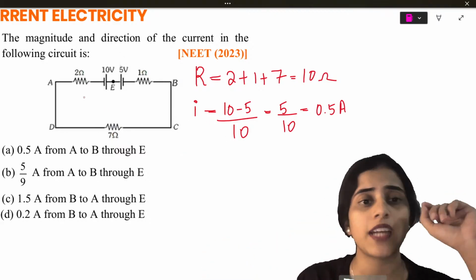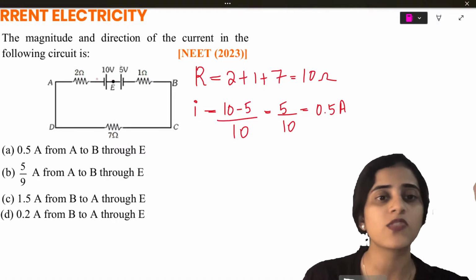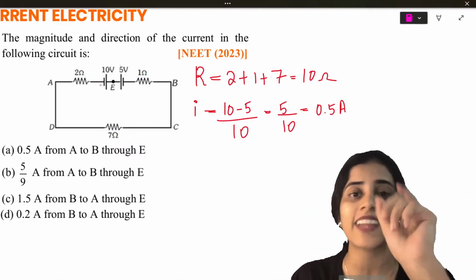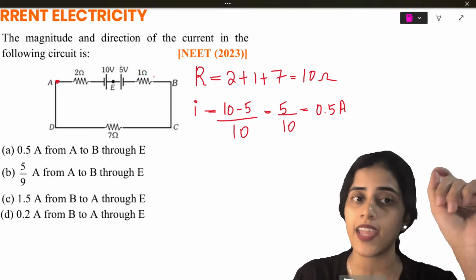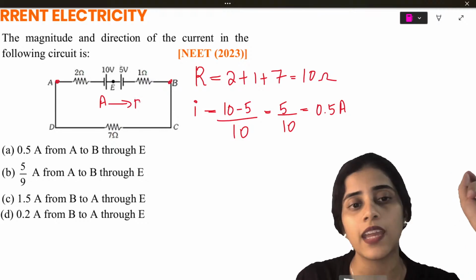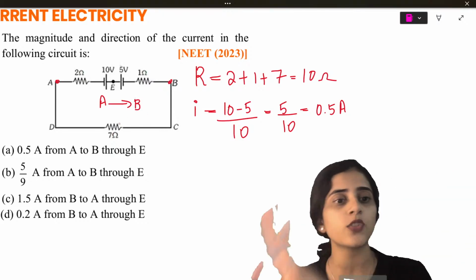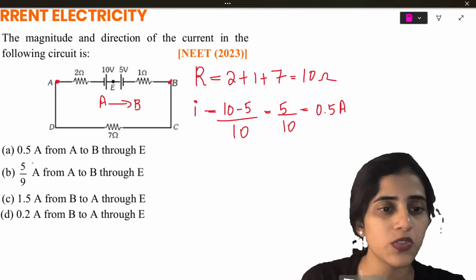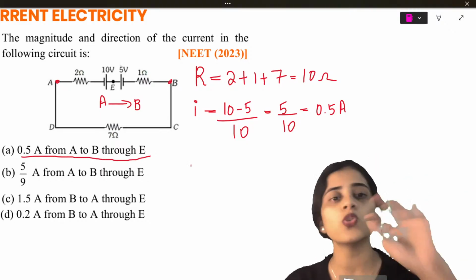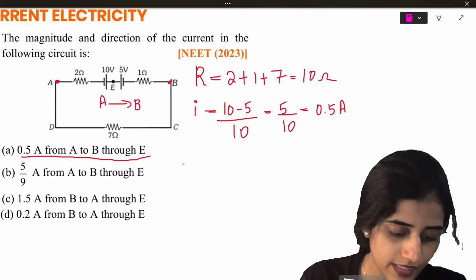Now, how will you know the direction? Current always flows from higher potential to lower potential. So higher potential is at 10 volts. 10 volt is near A. B is low. So it flows from A to B, high potential to low potential. So what would the answer be? 0.5 amps from A to B through E. Is that clear?